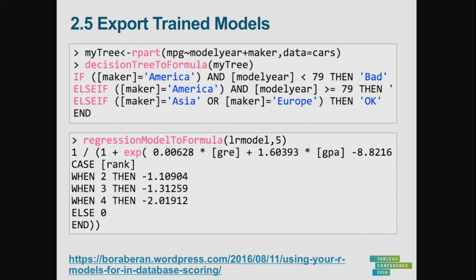You can also do this with the regression models. Here is an example of logistic regression. This is giving the probability of someone getting into grad school, given their GRE, GPA, and ranking of the school. And it is, again, a model that was trained in R, converted into a calculated field in Tableau. You can copy-paste, and it will run inside the database without any need for R. And it will be much faster.